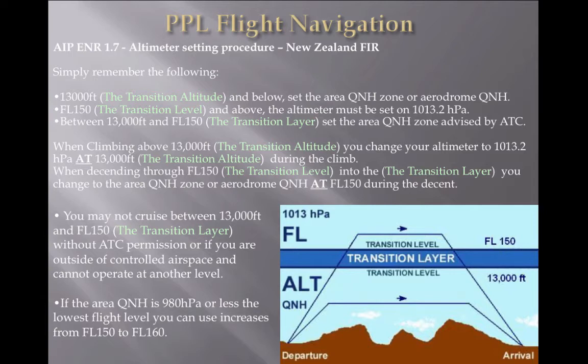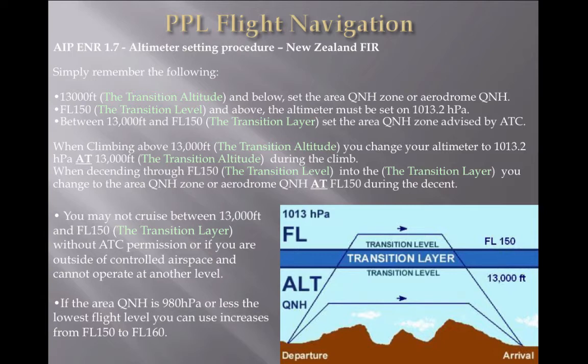Please remember that number. Between 13,000 feet and flight level 150, the transition layer, you set the area QNH zone as advised by ATC. So when climbing above 13,000 feet, the transition altitude, you change your altimeter to 1013.2 hectopascals at 13,000 feet. When descending through flight level 150, the transition level, into the transition layer, you change to the area QNH zone or aerodrome QNH at flight level 150.